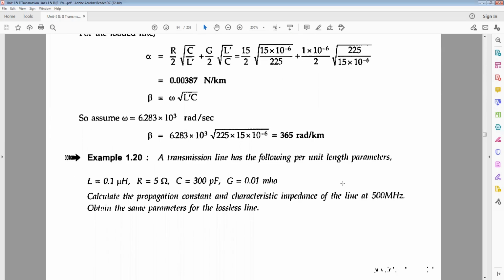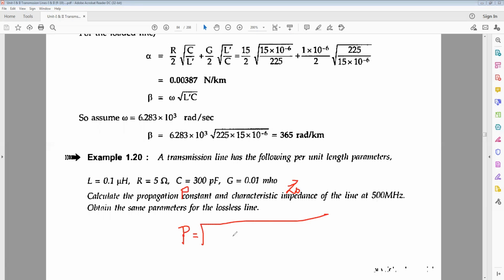Similarly, the next example we have here. A transmission line has the following per unit length parameters: L is given, R, C, and G, all of which are primary constants. Calculate the propagation constant and the characteristic impedance of the line at 500 megahertz. Propagation constant means P, and characteristic impedance Z naught. What is P equal to?